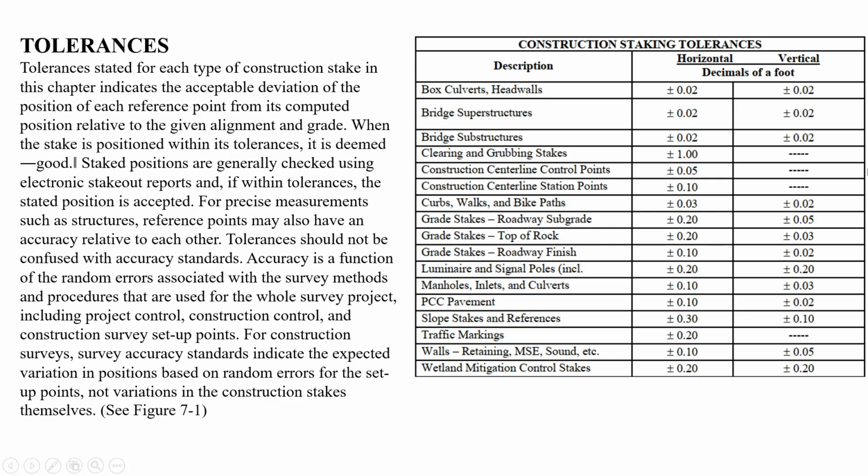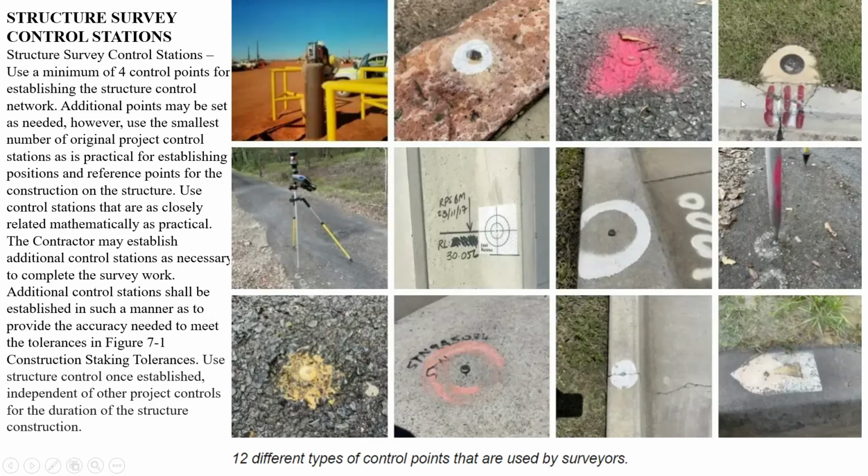And here you can see horizontal and vertical construction staking tolerances in decimals of a foot. Well, here you can see the structure survey control stations. Structure survey control stations: we use a minimum of 4 control points for establishing the structure control network.